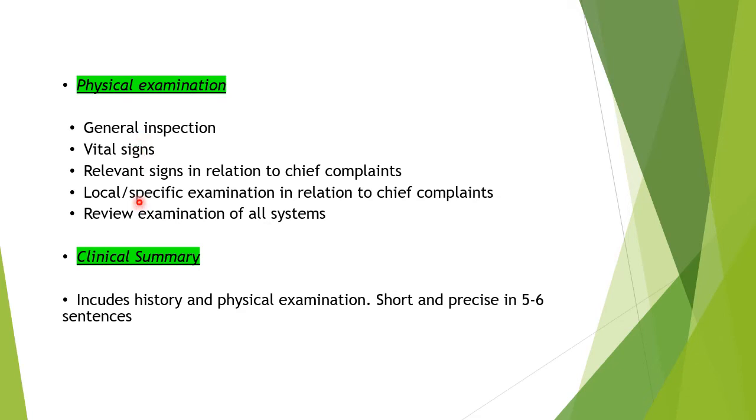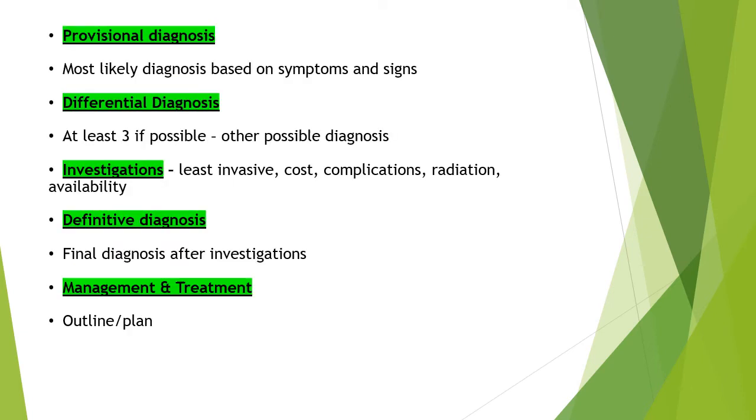Once you have completed the history and physical examination, next you must come to a clinical summary, which includes history and physical examination. This must be short and precise, in about 5 to 6 sentences only. From your summary, you then go to your provisional diagnosis, which is the most likely diagnosis based on the symptoms and signs in that particular patient of yours. Then the differential diagnosis: you must offer at least 3 differential diagnoses if possible, which are other possible diagnoses in the patient.